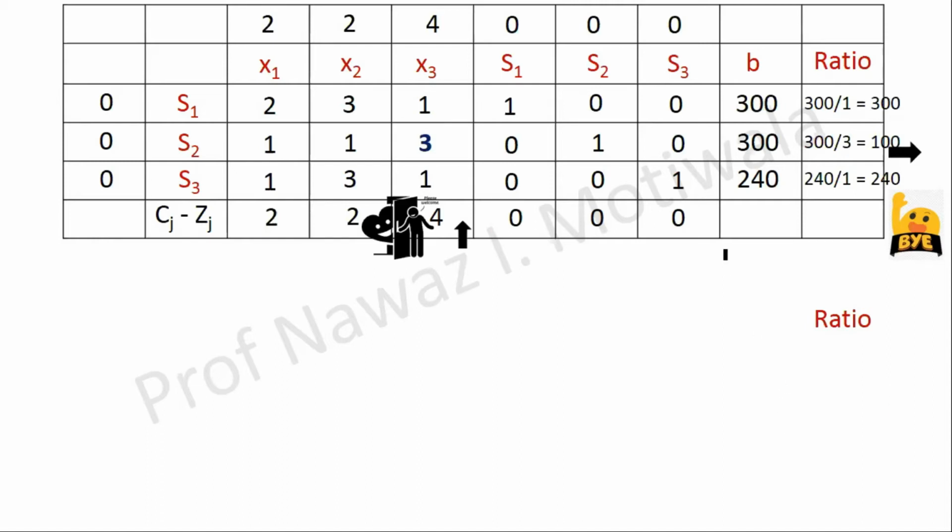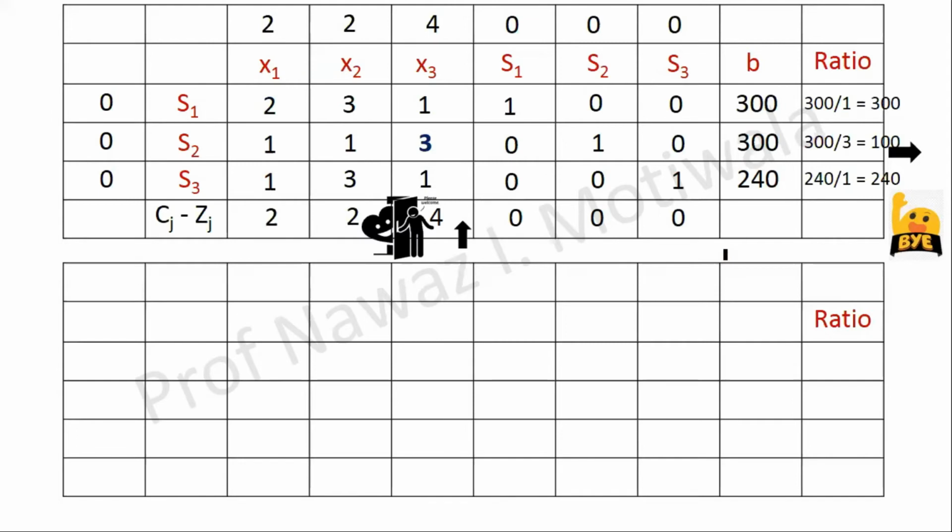What is the next step? We will make a new table, in which the starting part will remain the same: x1, x2, x3, s1, s2, s3, b, and the initial steps will be the same. Now, for the second step, how to find the basic variables? Write x3 in place of S2. Yes, we just have to replace the outgoing variable with the incoming variable. So what will I write? S1. In place of S2, I will write X3, and in place of S3, it will be S3 only.